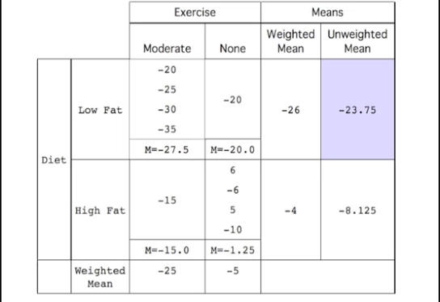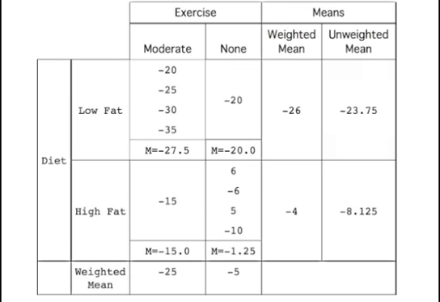The unweighted mean for the low-fat condition is simply the mean of the two means of -27.5 and -20.0. The mean of these numbers is -23.75. One way to evaluate the main effect of diet is to compare the weighted mean for the low-fat diet, -26, with the weighted mean for the high-fat diet, -4. This difference of -22 is called the effect of diet ignoring exercise, and is misleading since most of the low-fat subjects exercised and most of the high-fat subjects did not.